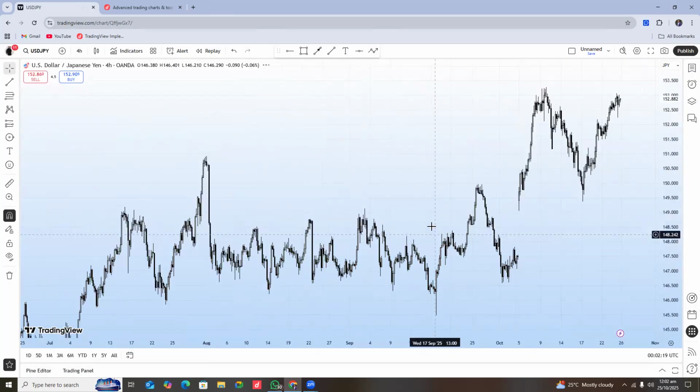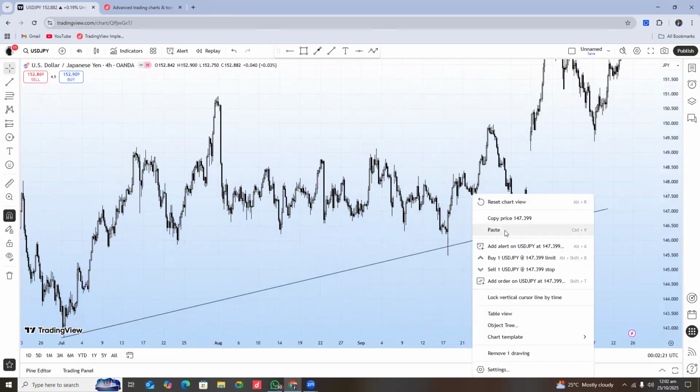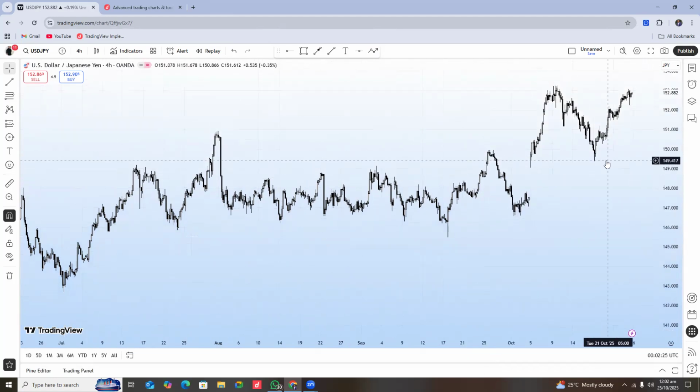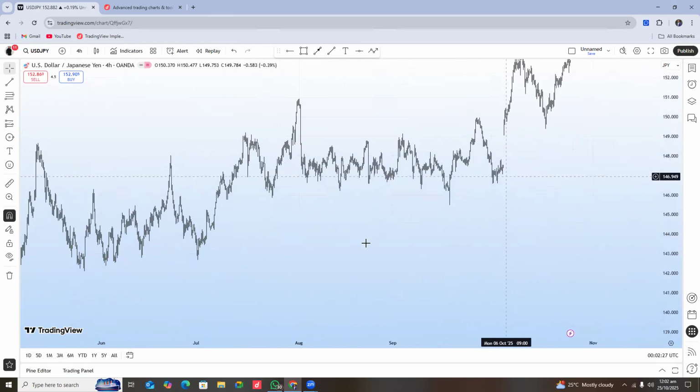I don't know if I did this one. Okay, so I'm going to have to remove this, then zoom out so I can see. So I have this point here. Okay, I have this lower low here, and then I have this one as well.